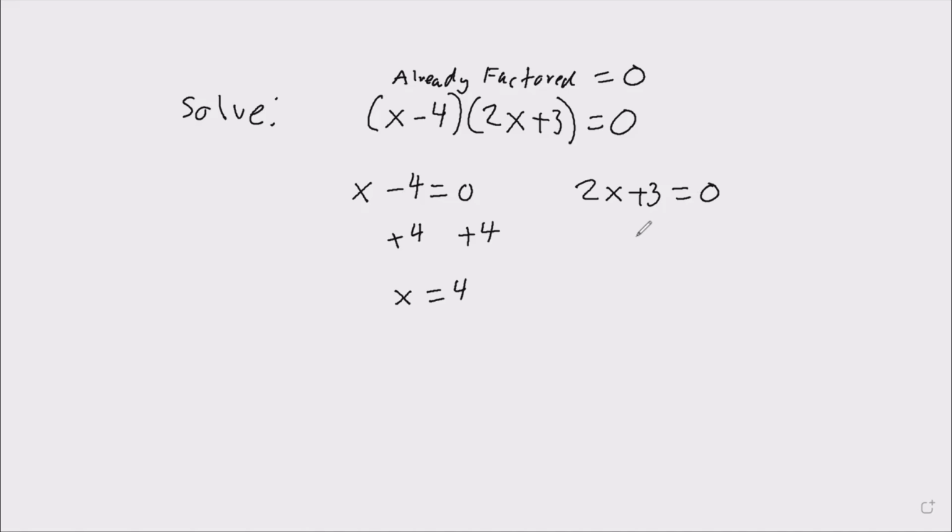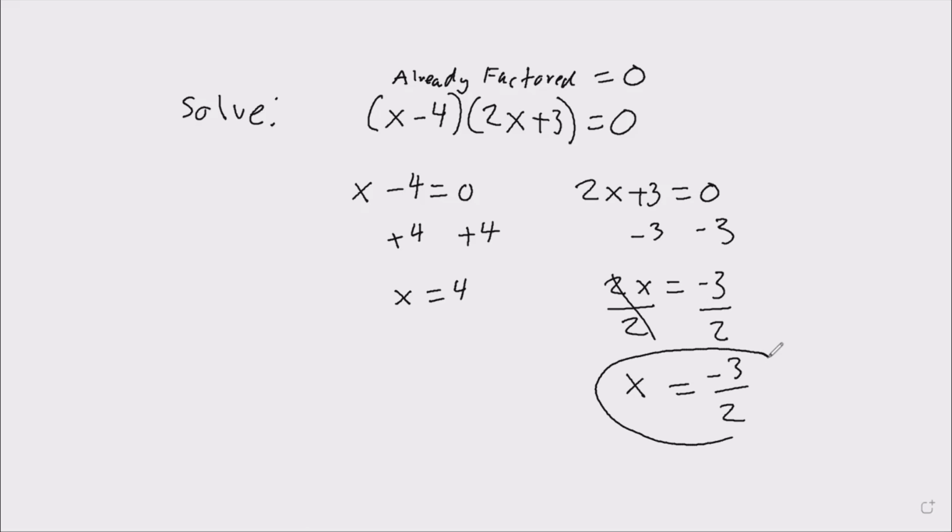To solve the second equation, we start by subtracting 3 from both sides. Then we divide both sides by 2 to get a final answer of x = -3/2. So those two numbers are the solutions to our original equation. That was easy because the left side was already factored and the equation was equal to 0.